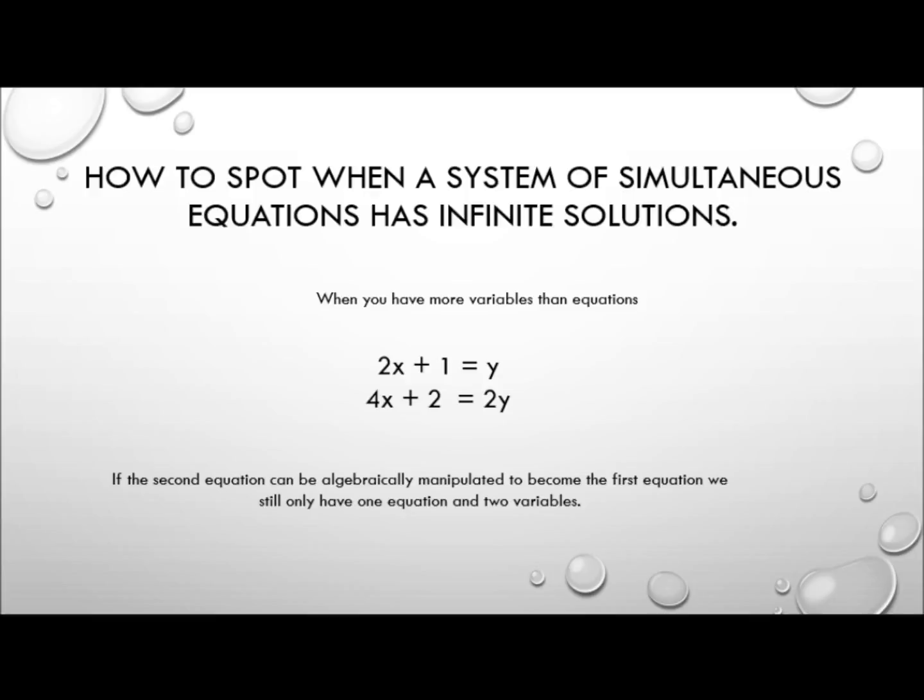Sometimes it's even less obvious. Say in this case we'd have to divide everything through by 2 in order to get to the first equation. So if the second equation can be algebraically manipulated in some way to become the first equation, we still only have one equation and two variables. In general, if you have more variables than you have equations, then you have an infinite number of solutions.